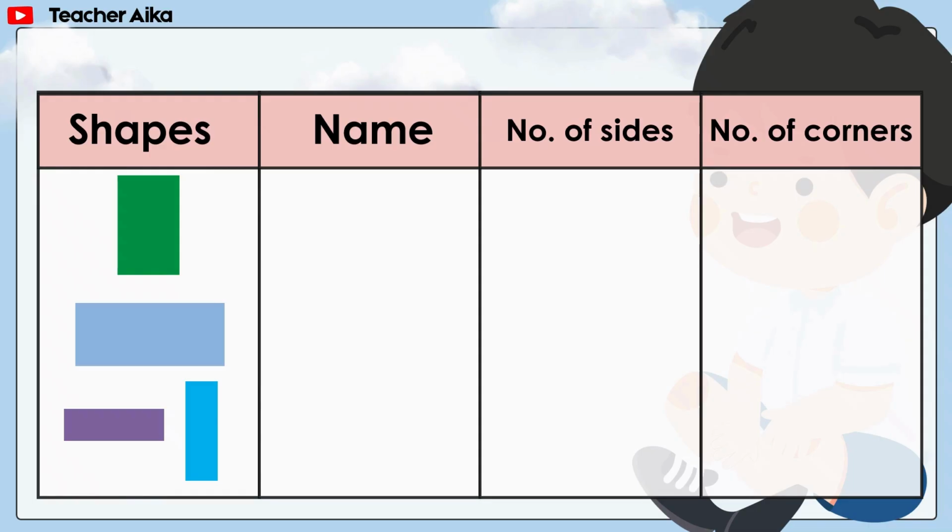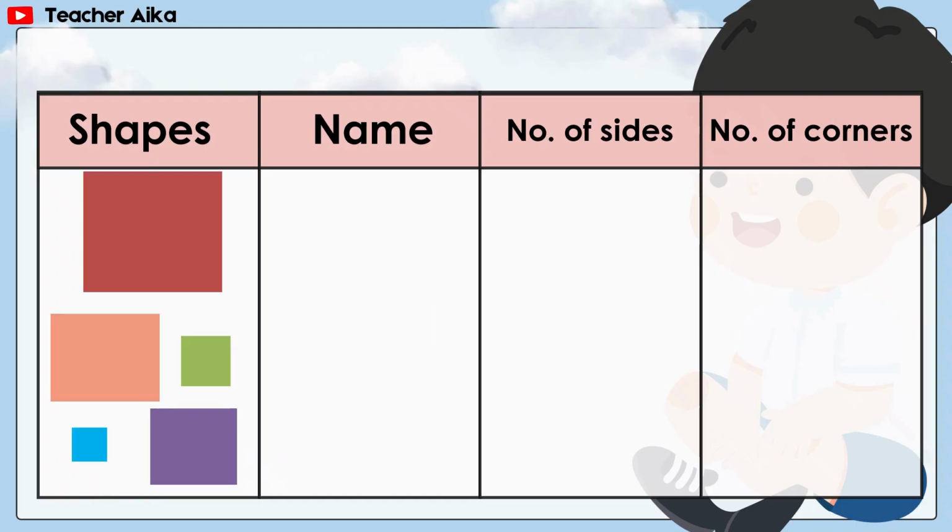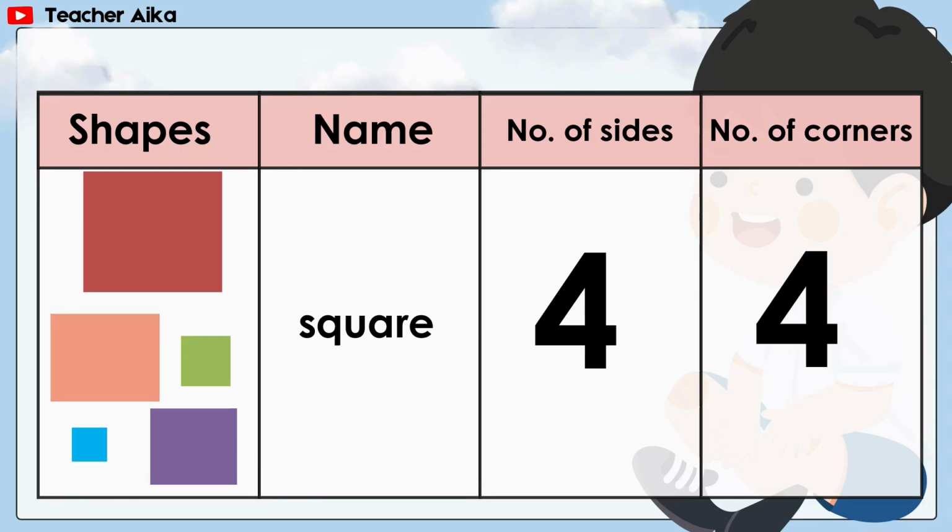First, shape, rectangle. Number of sides, 4. Number of corners, 4. Shape, square. Number of sides, 4. Number of corners, 4.